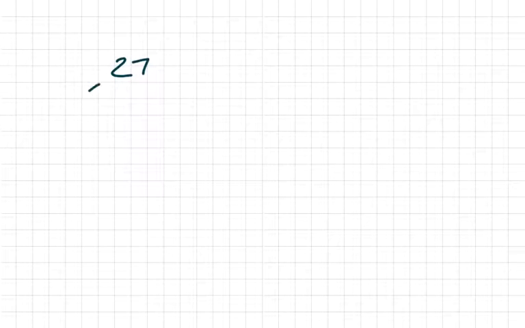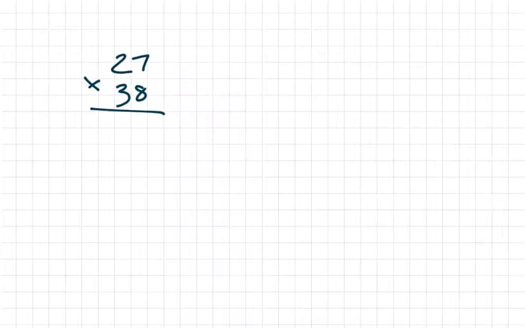Okay guys, we're going to do 2-digit by 2-digit multiplication using the area model, and we're going to see how it connects to the standard algorithm. So I'm going to go ahead and start with a problem. 27 times 38. Okay? Now, as I do in every multiplication problem, I always want to start with an estimate.